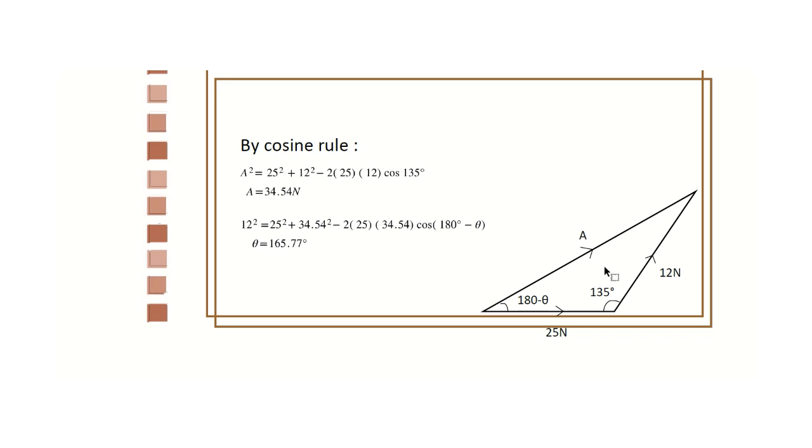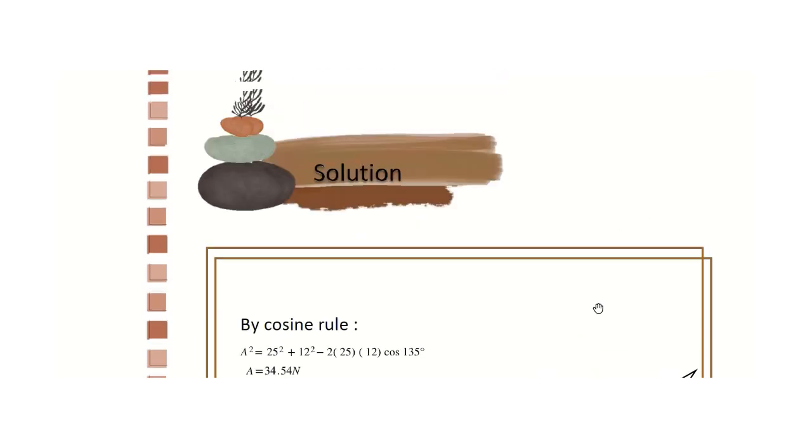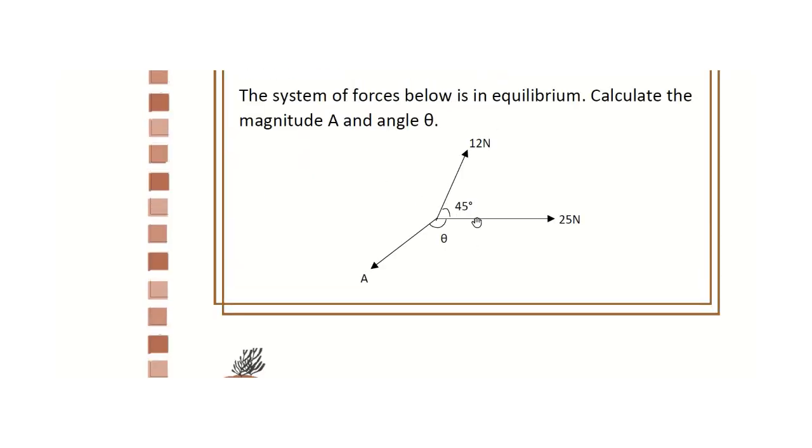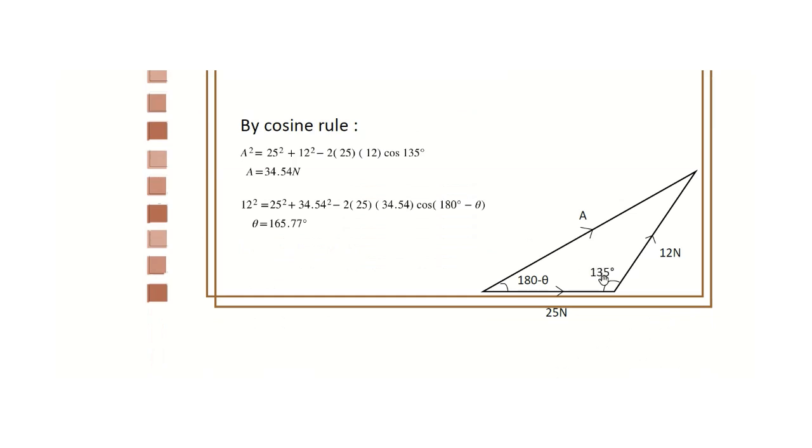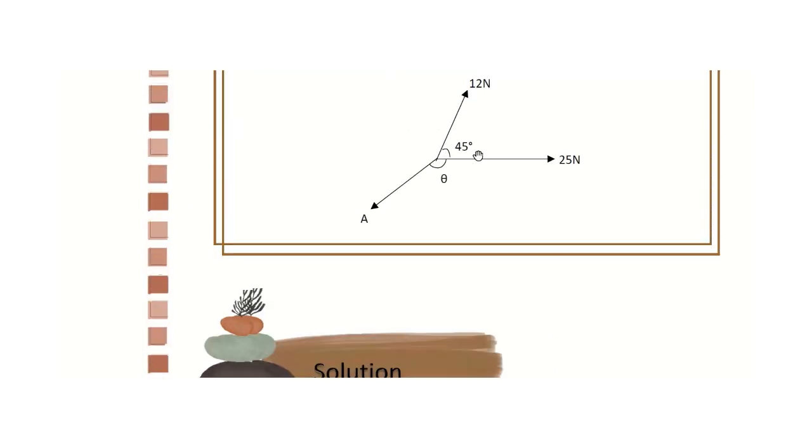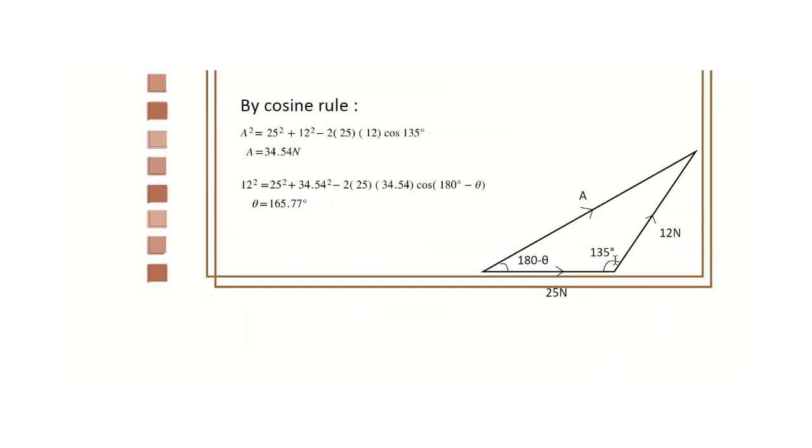And then we want to find magnitude A by using the cosine rule. Calculate by using the cosine rule. So the angle here is 135 degrees, because just now it was 45. So we get it by 180 minus 45, then we get 135 degrees.